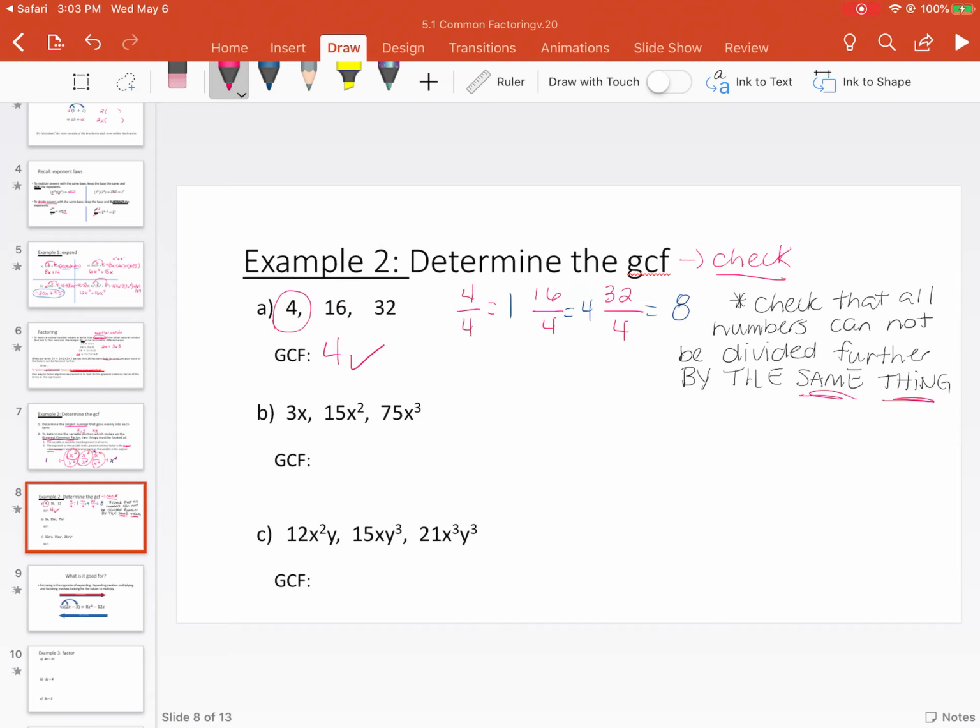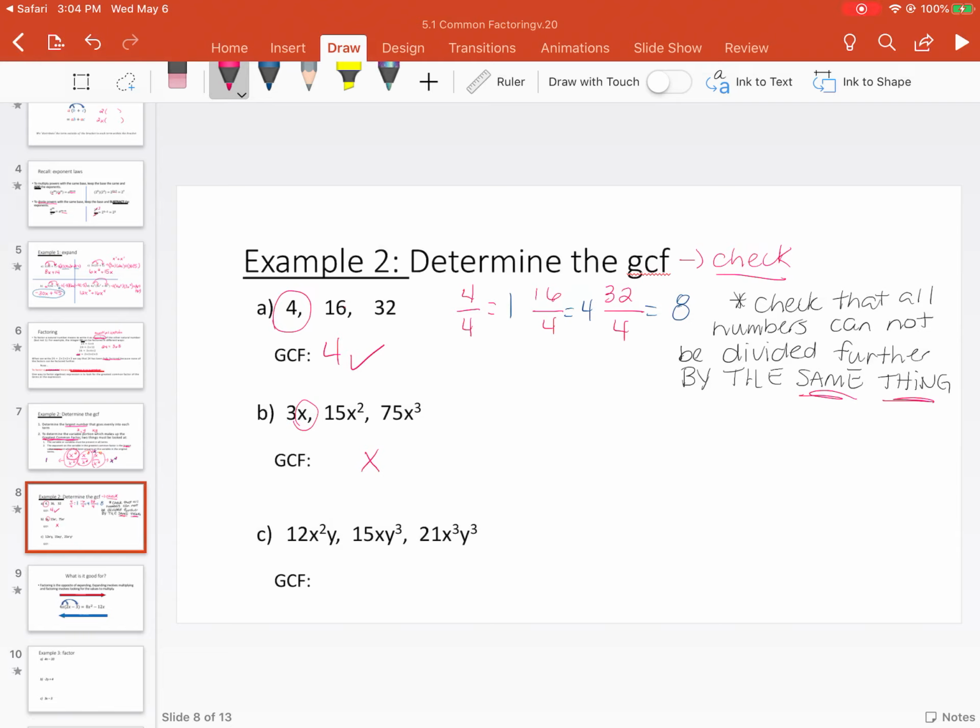Okay, so now in B, we have 3x, 15x squared, and 75x cubed. So maybe it's actually easier for you to look at the letters first. So again, when you pick a variable to divide, you have to pick the one that has the lowest exponent. So x to the power of 1. If you write x to the power of 1, I won't take marks off, but again, it's sort of understood. And then maybe you need to check.